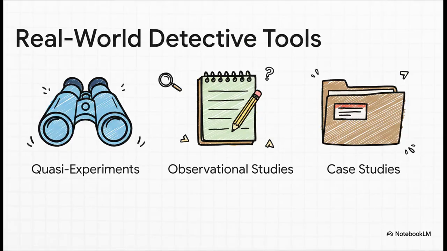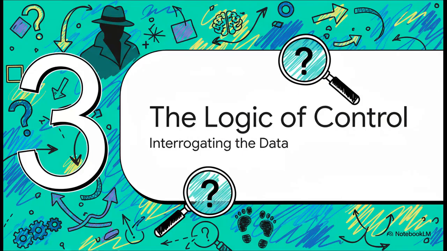So when random assignment is off the table, researchers have these other really clever methods. Now, they're not as perfect as a true experiment for proving causality, but they have much better external validity. They actually reflect what's happening in the real world. The key technique for all of these real-world studies is something called statistical control. You can think of it as the detective's interrogation method for finding those hidden confounders. So let's open up a case file and see how it works.